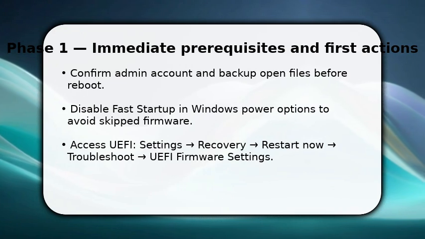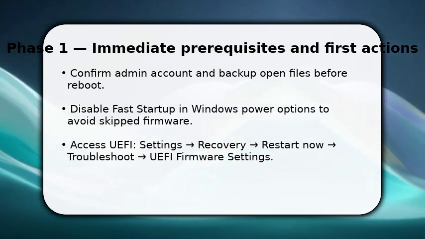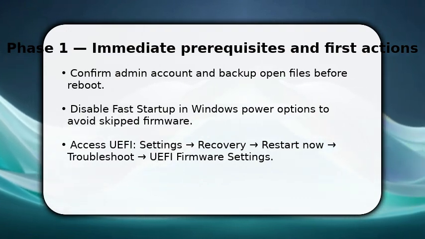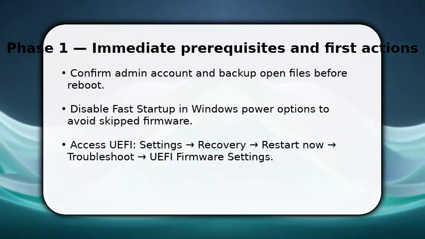Then choose Troubleshoot, Advanced Options, and UEFI Firmware Settings. You'll see the option to restart to your BIOS. This is the direct route to Hyper-V related toggles.